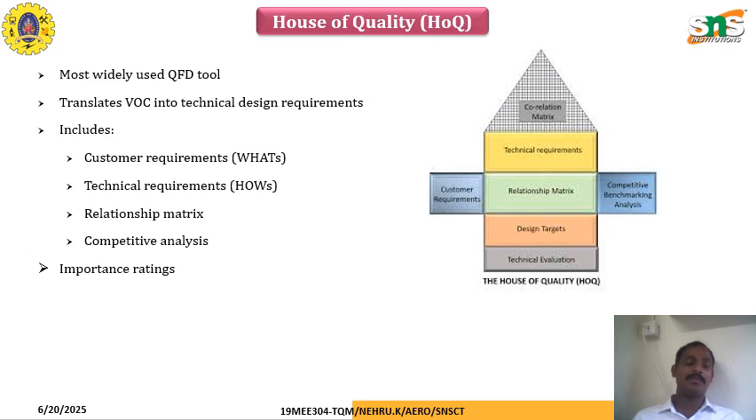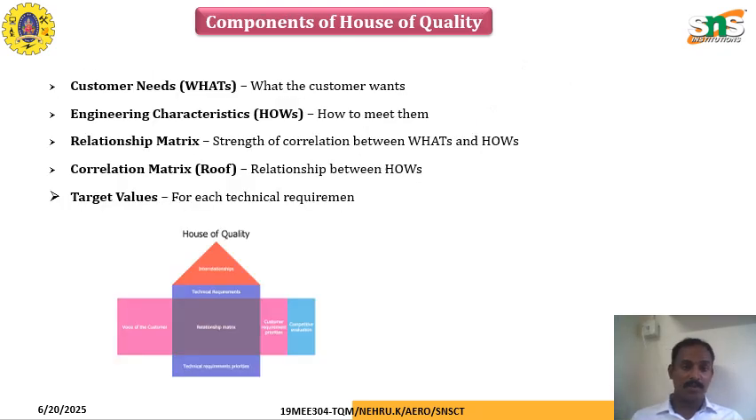One more thing to add is that the importance of ratings plays a vital role in the quality of the house of quality. The components of the house of quality are customer needs, engineering characteristics, the relationship matrix, the correlation matrix, and target values. Here, what the customers want, how to meet them, the strength of the correlation between the whats and the hows, the questions asked of the customer, and the target values for each technical requirement, what targets can be achieved. This all comes under the house of quality.